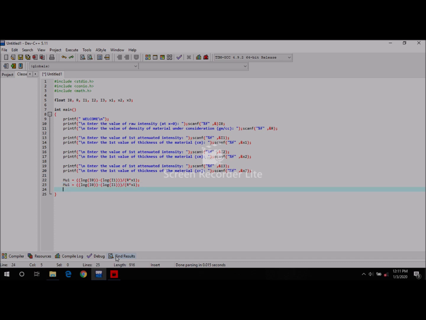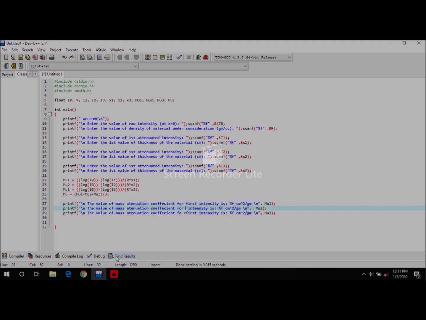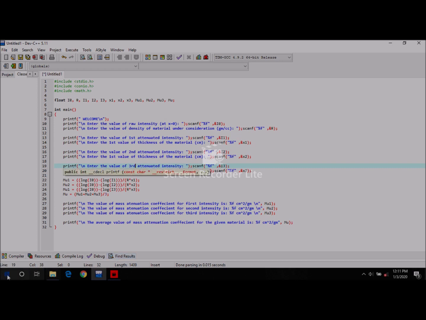And similarly, we write the formula for mu2 and mu3, and we find the average value of the mass attenuation coefficient as the average of these three values, mu1 plus mu2 plus mu3 by 3. And now we print the value of the mass attenuation coefficient for the first intensity in centimeter square per gram as mu1, the second one as mu2, the third one as mu3, and then we print the average value of the mass attenuation coefficient for the given material in centimeter square per gram as mu.